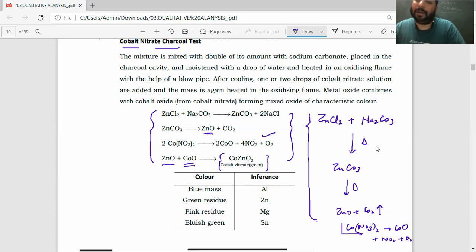And this is a very important compound from the perspective of d-block elements. They might ask this particular question because it is a very unique sort of reaction. It is there in your d-block elements for zinc, and just remember that the color is cobalt zincate, green in color. Getting it? Plus just remember for tin, it is bluish green, and I don't think that you require any other thing except zinc and tin over there. Getting it? So this is all about the dry tests.